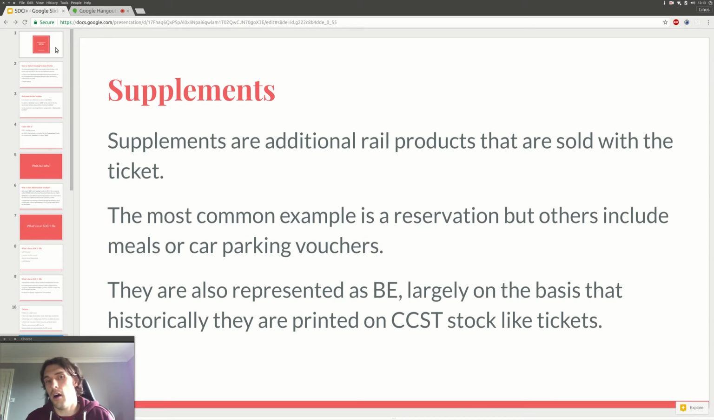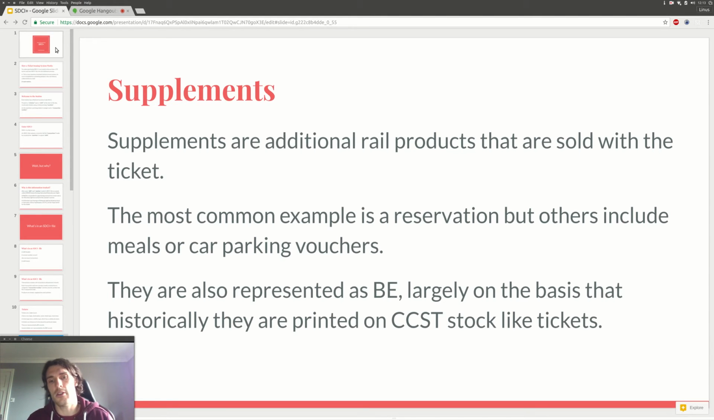Supplements are an additional rail product that is sold with the ticket. And the most common one you'll see is just a reservation. So there's no fee for that, usually. It's just a reservation supplement that goes along with the ticket. But other things include meals, car parking vouchers, all sorts of things. Bicycle storage, I think, is occasionally a supplement.